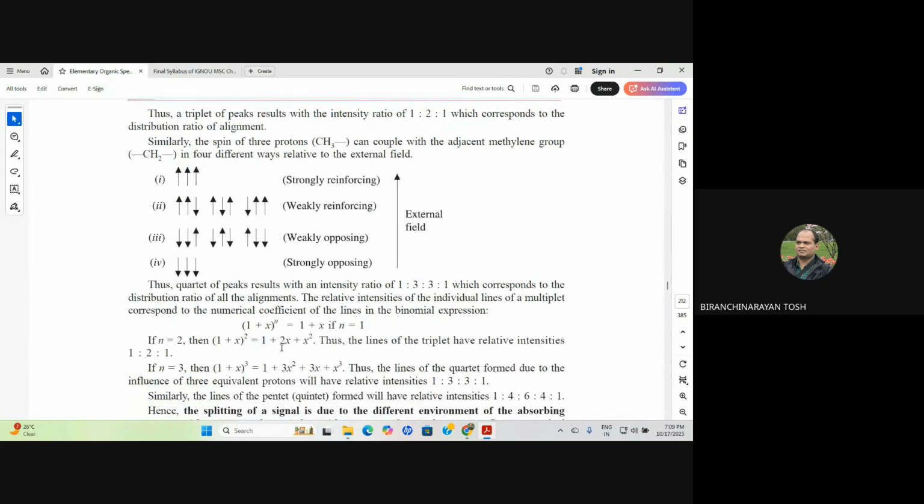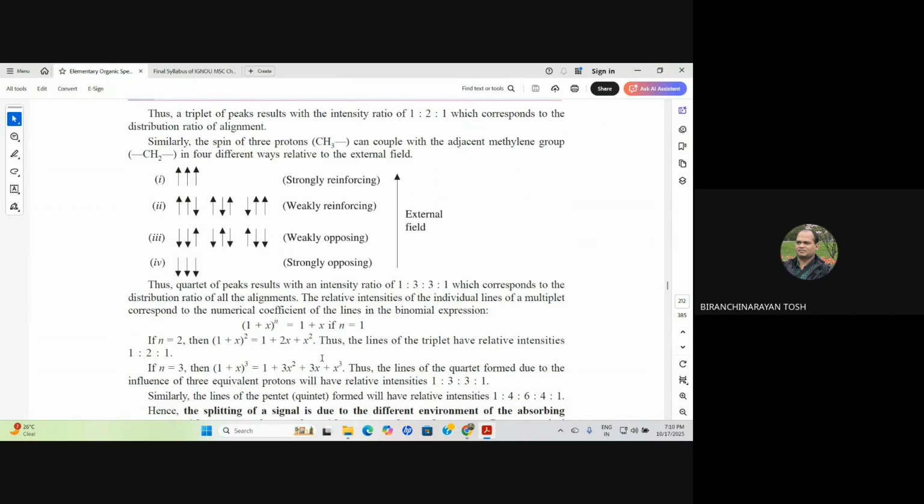So how will you get this? It is the binomial expression, (1 plus x) to the power n. If n equals 2, then it is (1 plus x) squared, which is 1 plus 2x plus x squared, so the coefficients are 1 to 2 to 1. If it is 3, then it is a cube, 1 plus 3x plus 3x squared plus x cubed, so the coefficients will be 1, 3, 3, 1.